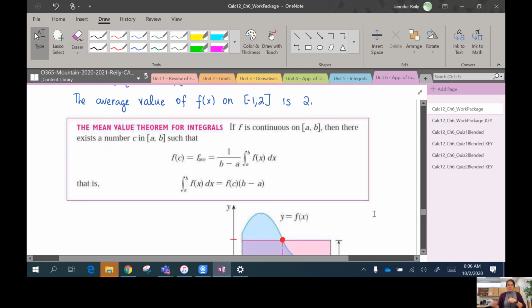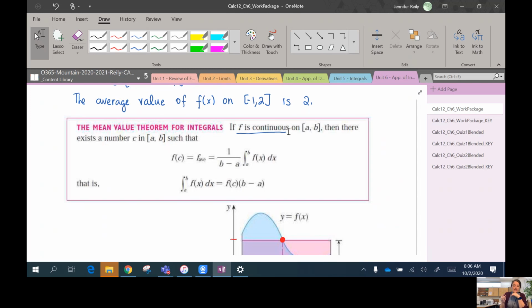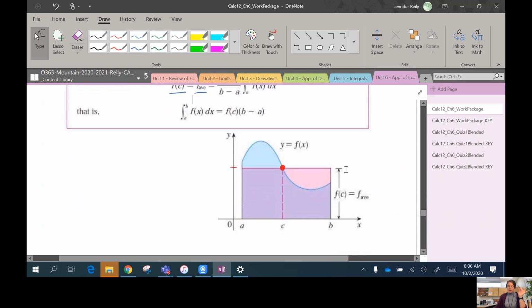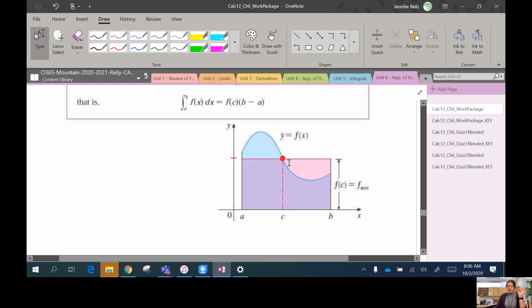So let's read it. It says if f is continuous, so most functions we're going to be dealing with are continuous, right? You draw them without lifting your pen. Then there exists a number c, so one point in your interval, at least one, where f of c is the average. So you must hit the average at some point in your interval if the function is continuous. So let's just look at this example here. So here's the average shown. This would be the c they're talking about, and this would be f of c, which is the average point. Okay, so you must hit the average at some point.